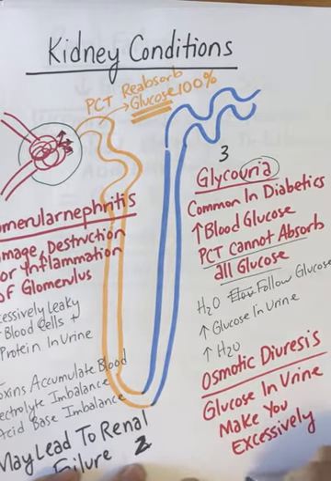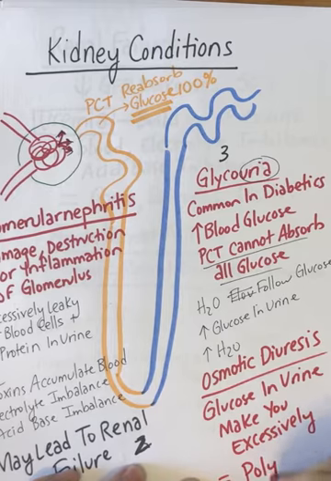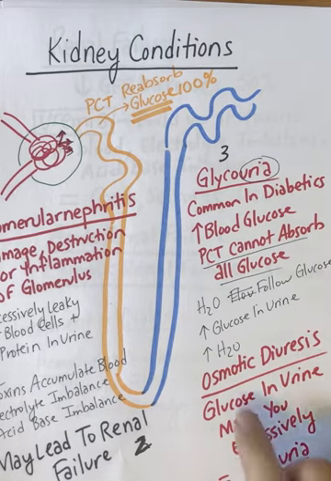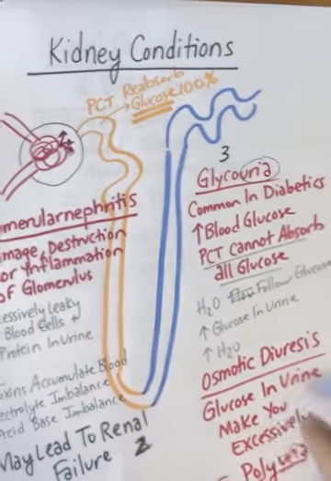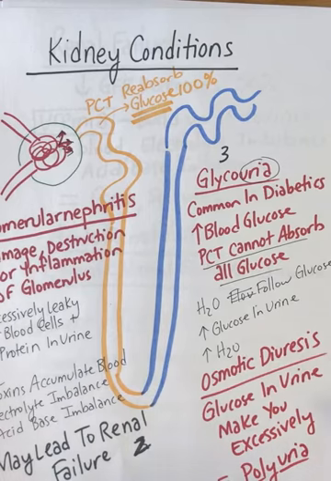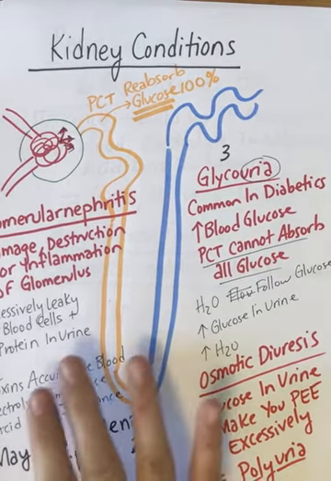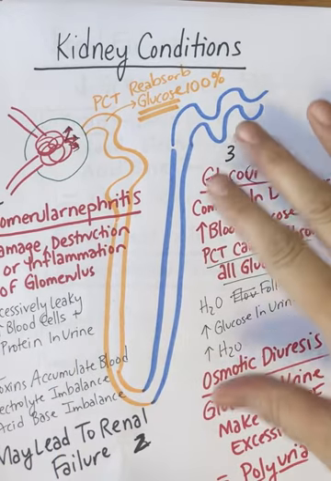which is technically called polyuria, which means many urine. The reason why diabetics pee so much is osmotic diuresis. Glucose in the urine makes you pee excessively. I should write that, pee excessively, polyuria. So those are the 3 conditions that I want y'all to know.